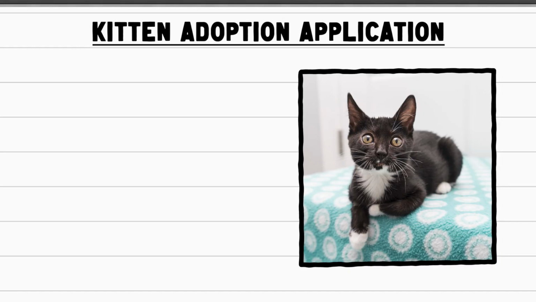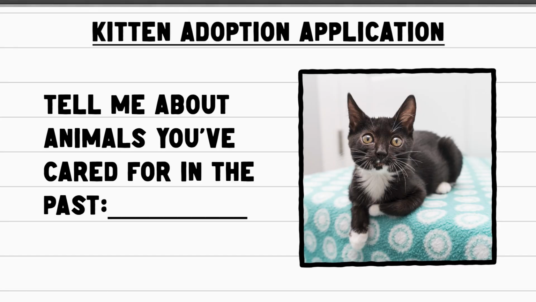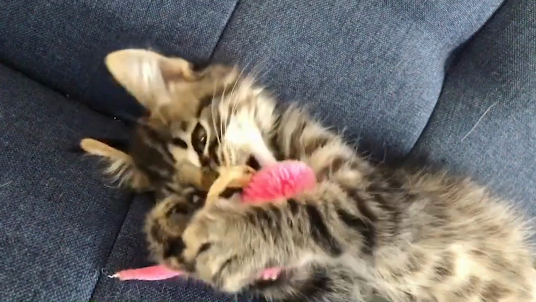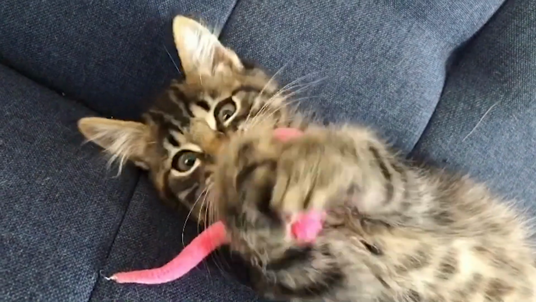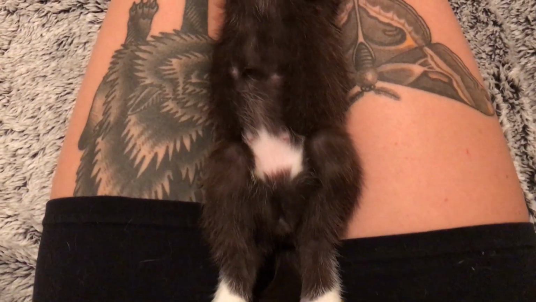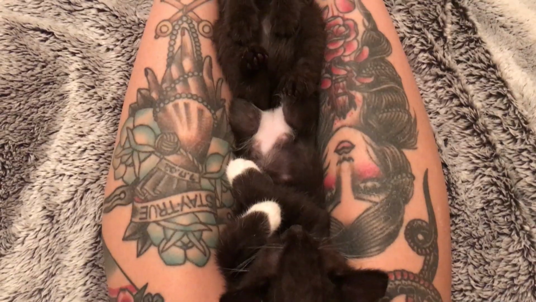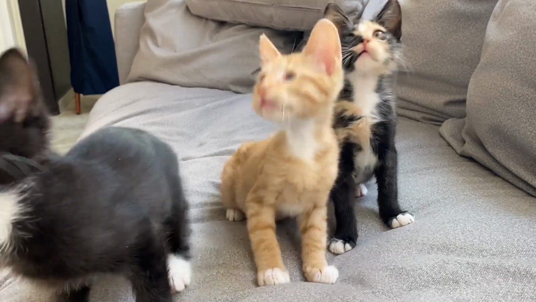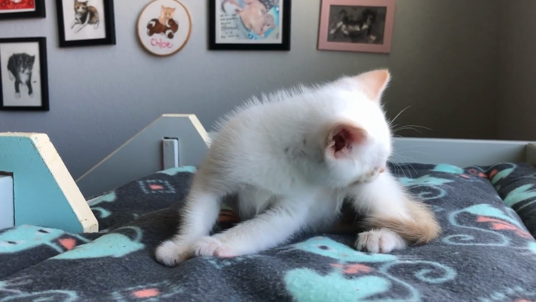Next up, I like to ask about history with animals. A simple question will do, like, tell me about animals you've cared for in the past. I do ask if the applicant has ever relinquished an animal to a shelter, but saying yes is not a rule out. It's more about hearing the person's story and frame of mind. There's a big difference between saying, 10 years ago I rehomed a cat, versus saying, yeah, last week I surrendered my cat to the shelter because I wanted to get a new kitten. Again, this question is really about just getting to know a person and where their frame of mind is.